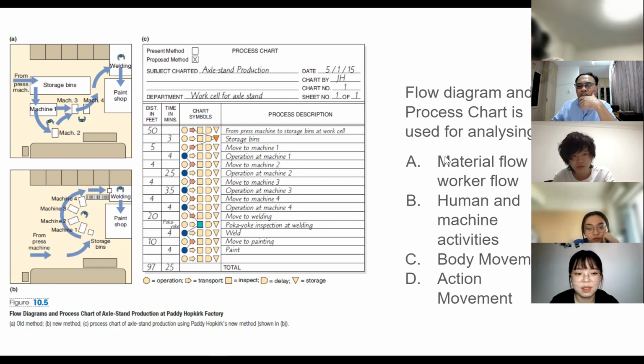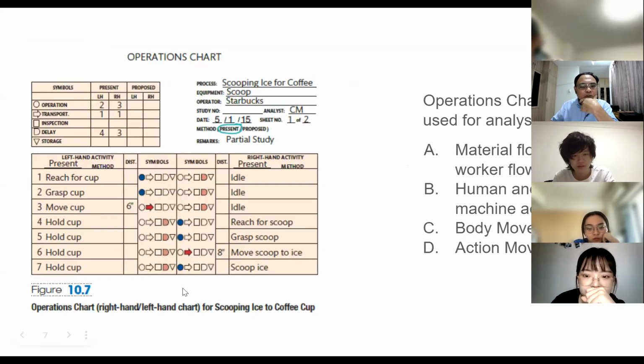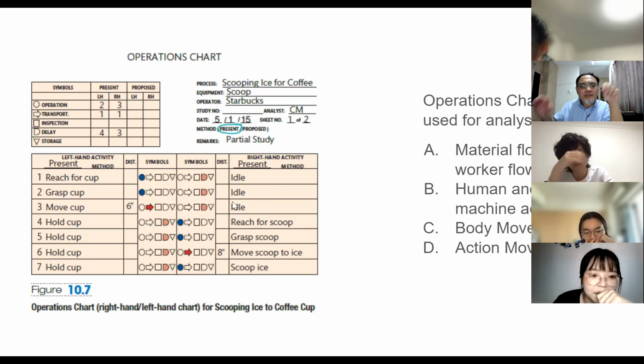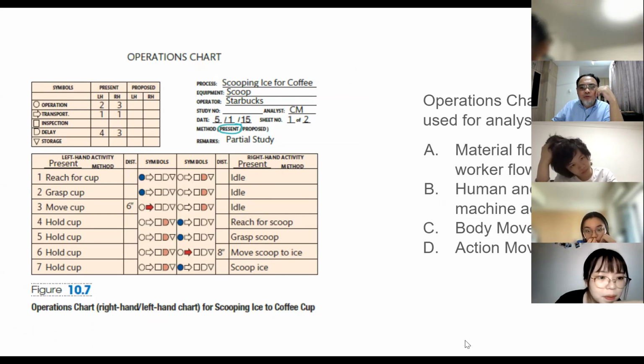Operations chart is used for analyzing. So this is an operations chart. Operations chart shows right hand and left hand. Right hand movement, reach for cup. Left hand, and then right hand is idle. Idle means doesn't do any activity.